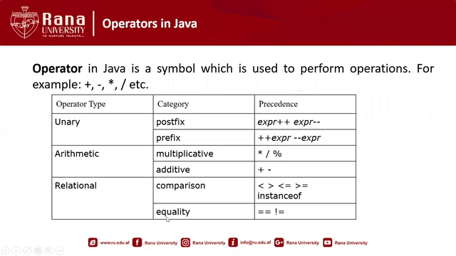And also, we have the equality operator. Equality means you want to know whether the first value is equal to the second value, so we use the equality operator. This is the equality operator, and this is the not equal operator.